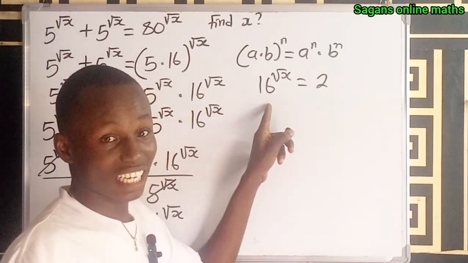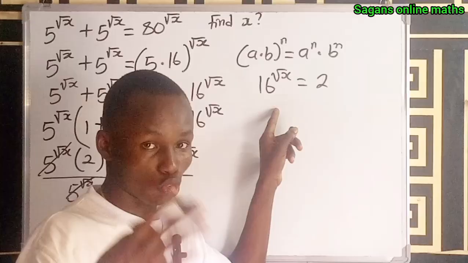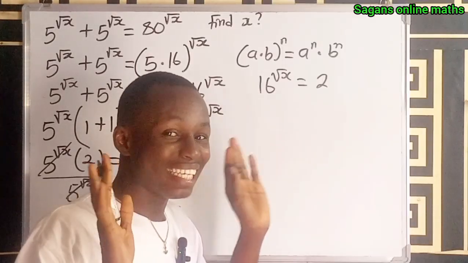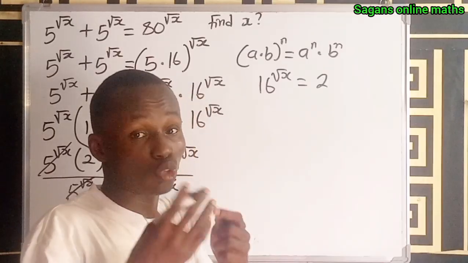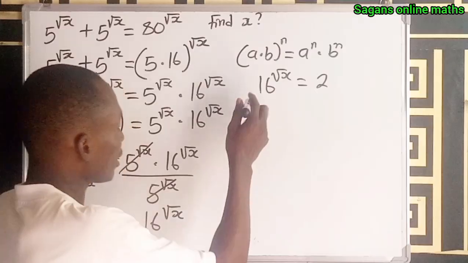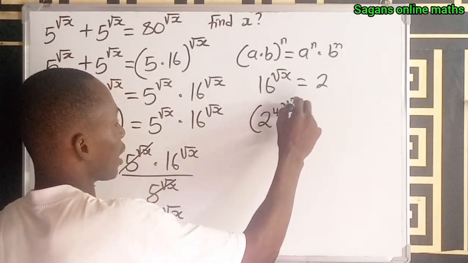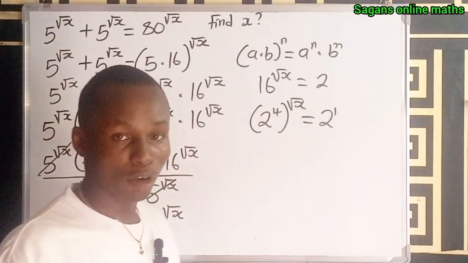Now we can put 16 in index form. Remember that 4 to the power of 2 simply means 16, or 2 to the power of 4 simply means 16. Since the base here is 2, we are comfortable to put 16 as 2 to the power of 4, because here is 2. Now we can write this as 2 to the power of 4, which represents 16, all to the power of root x, is equals to 2 to the power of 1, because the power of the 2 is 1.